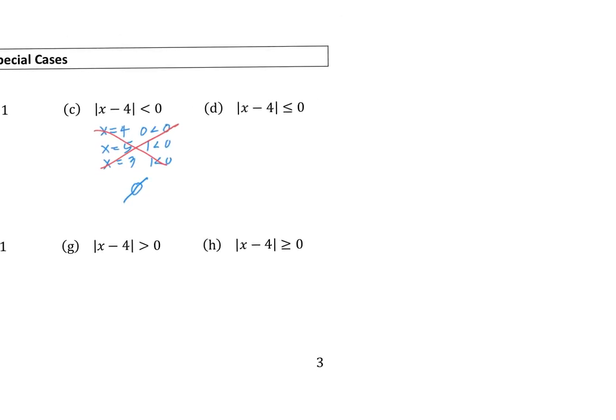Part D, that's the only time we're actually going to have a solution. And that's because of the less than or equal to. Absolute values can equal 0. So in this particular case, all we're looking for is the x value that makes this 0, which would be 4. So if x is equal to 4, I have 0 less than or equal to 0. This is true. And I have one solution, which would be 4.